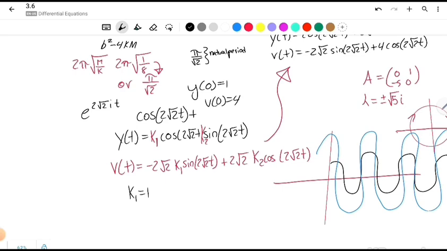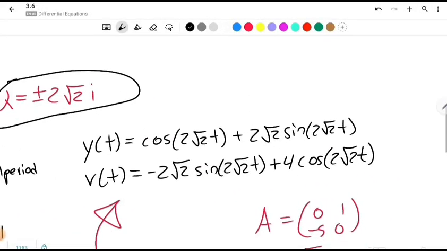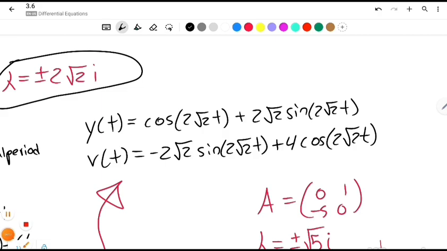Let's go down here to this next one. Sine of 0 is 0, so we have 4 is equal to 2 square root 2 k2 times cosine of 0, which is 1. So k2 is equal to 4 over 2 square root 2. That's why we have this right here for our y of t and v of t.